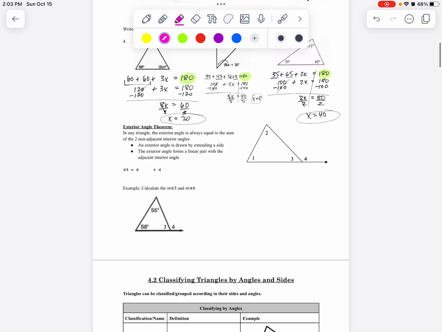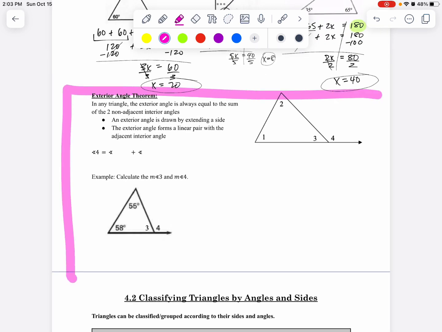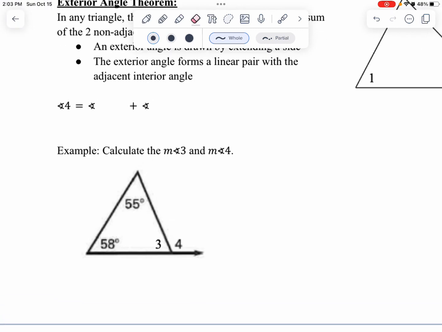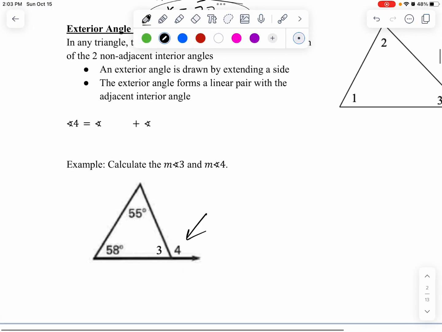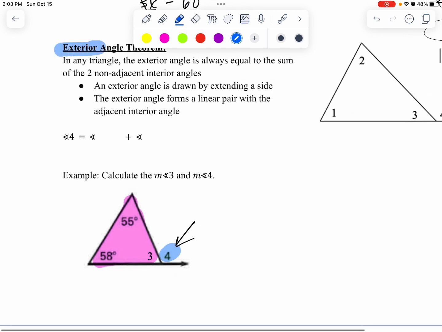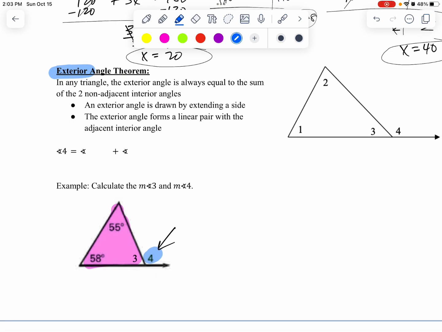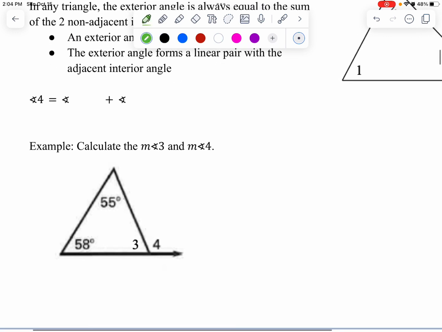One last thing that I want to talk to you about, which is kind of a fun little theorem. It's called the exterior angle theorem. And what do I mean by an exterior angle? I mean this angle on the outside of the triangle, okay? These are interior because they're inside. Angle 4 is exterior, it's outside. That is why we have this thing called the exterior angle theorem. And something that's kind of cool about the exterior angle theorem is that if you take these two angles, not the one that it's a linear pair with, but those two, if you add them together, it equals angle 4.